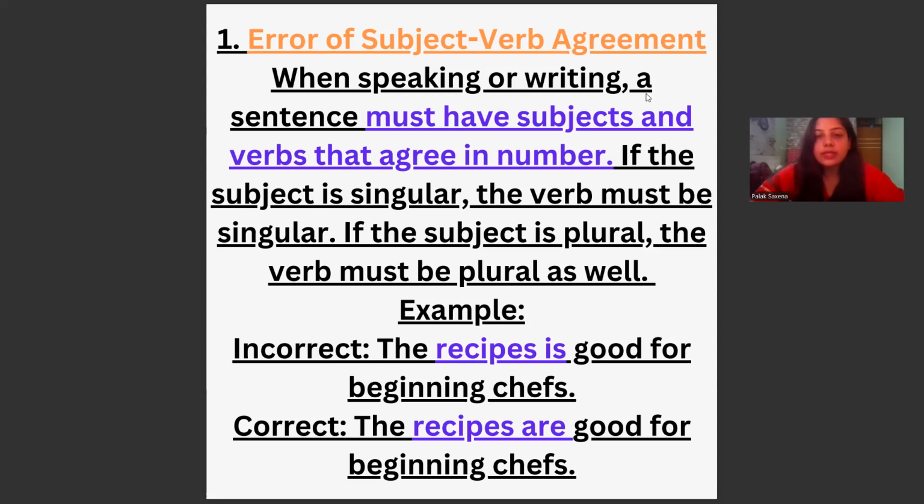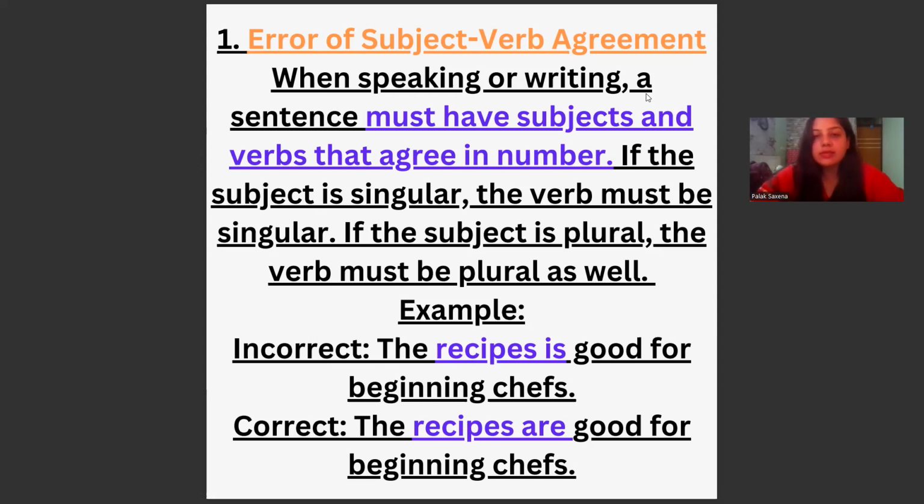So you have to make sure that the subject and verb are in sync. They are in agreement. When speaking or writing, a sentence must have a subject and verb that agree in number. If the subject is singular, the verb must be singular. If the subject is plural, the verb must be plural as well. Now, if you see, there are two examples, those two sentences I've written. The recipes is good for beginning chef.